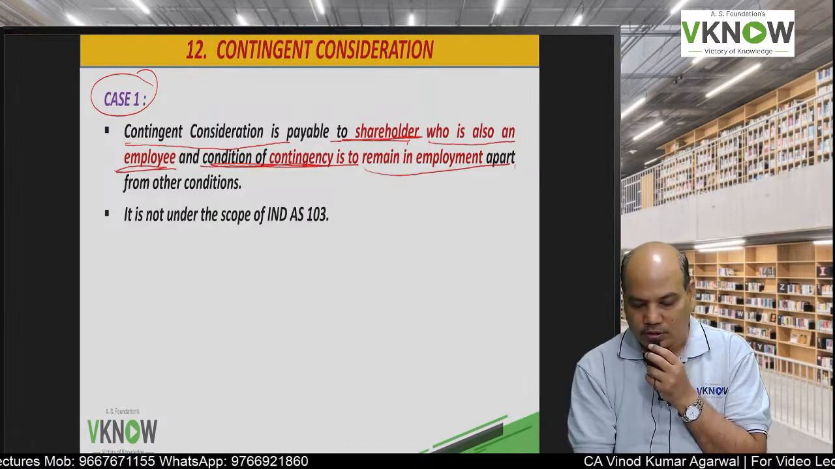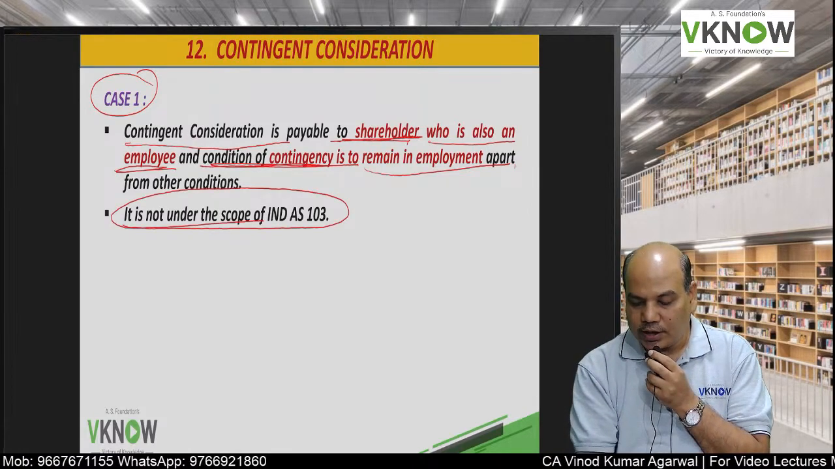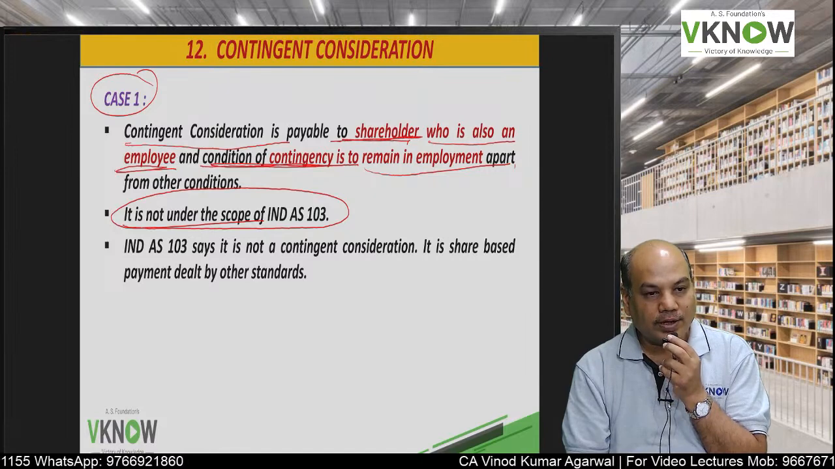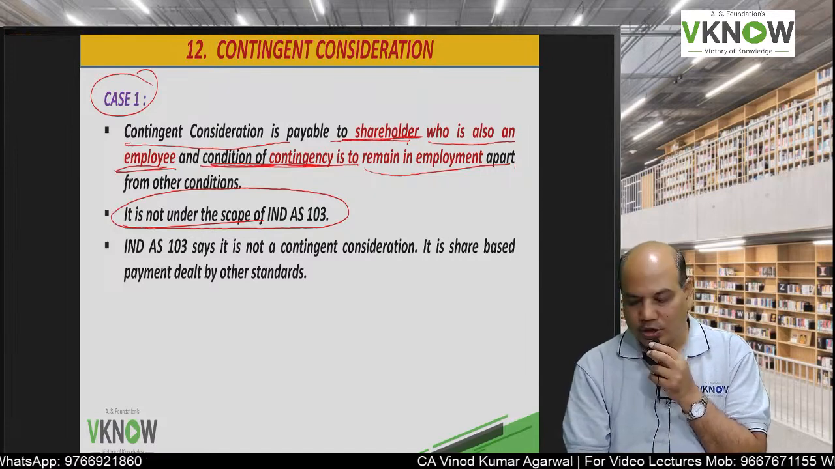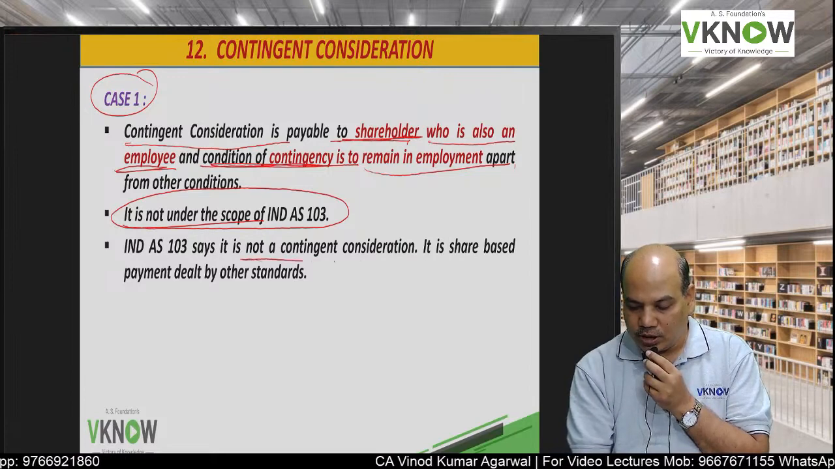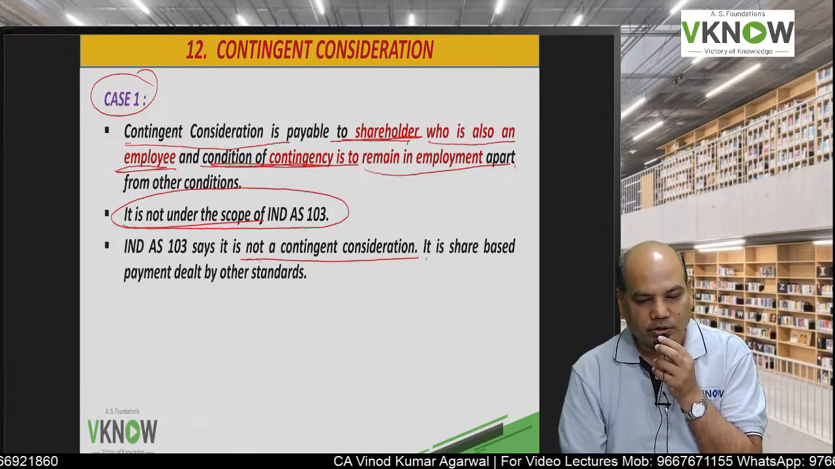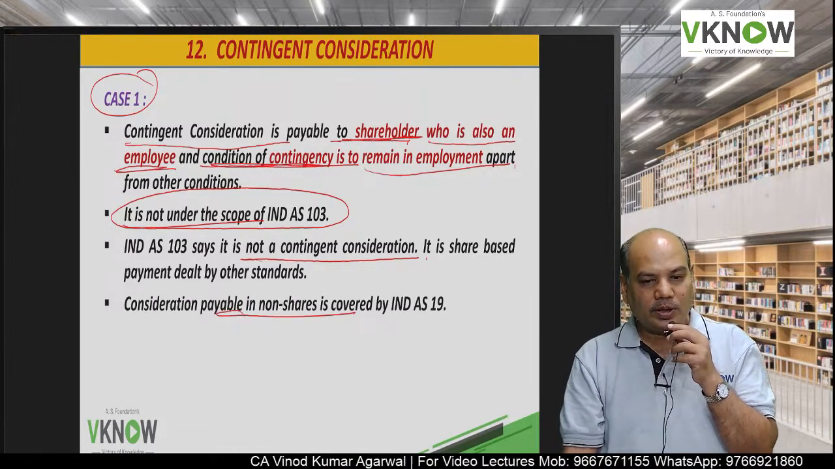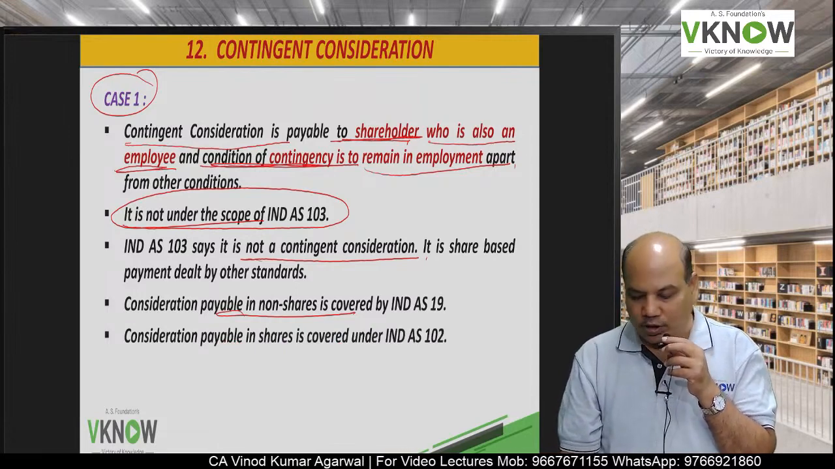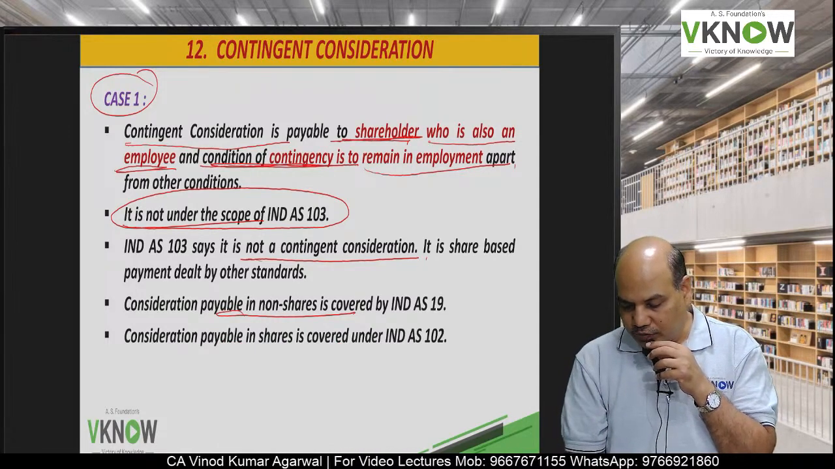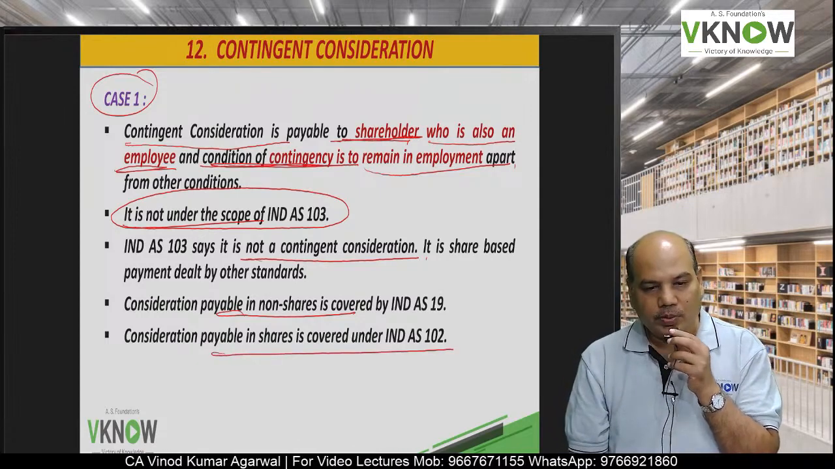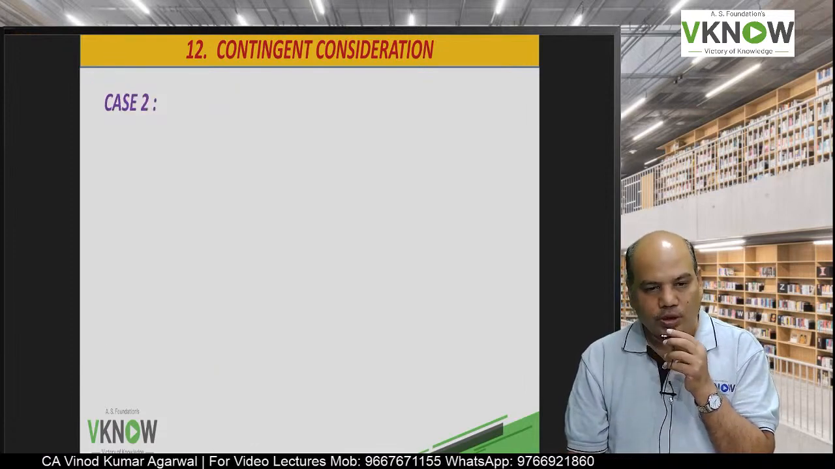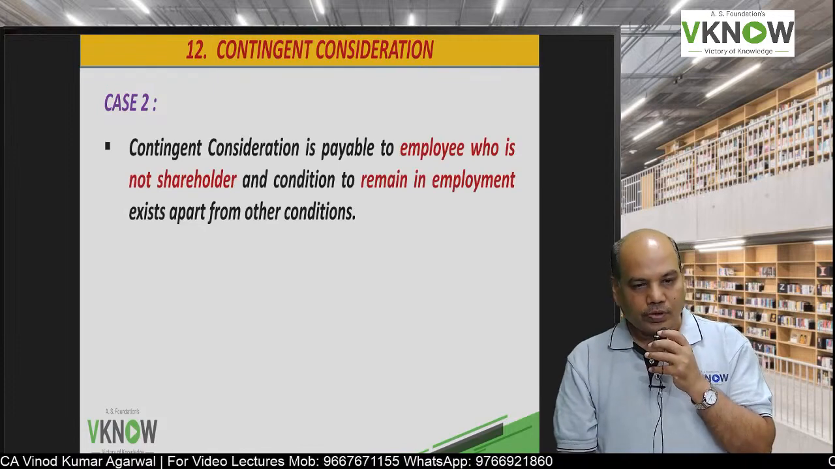So now what our standard says, this is outside the scope of Ind AS 103. If the condition is that a shareholder who is also an employee will remain in employment, it is outside the scope of the standard, and it will not be a contingent consideration as per Ind AS 103. It will be dealt with by another standard. For example, it will be dealt with by Ind AS 19 if it is a non-share based award, or it will be dealt with by Ind AS 102 if the consideration payable is in shares to employees who are also shareholders.